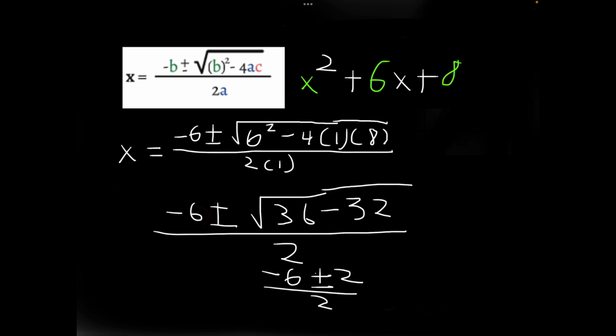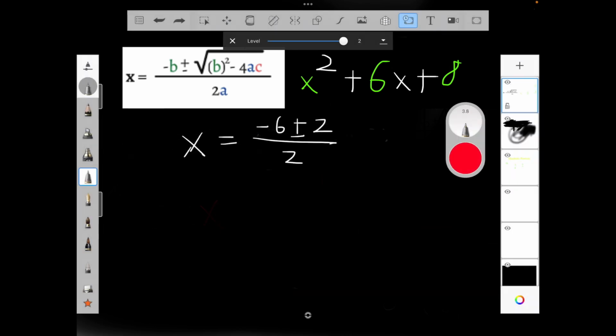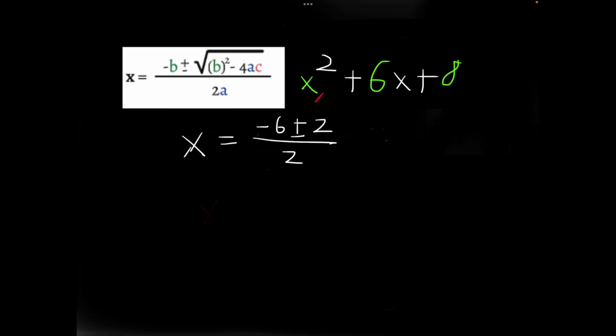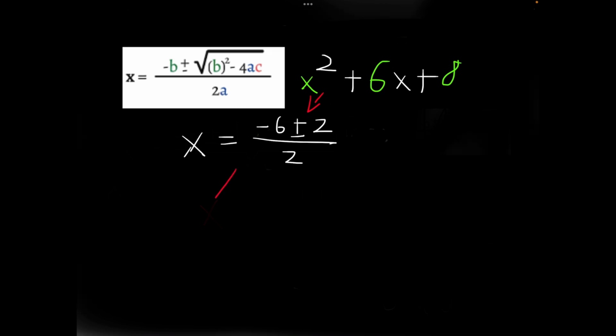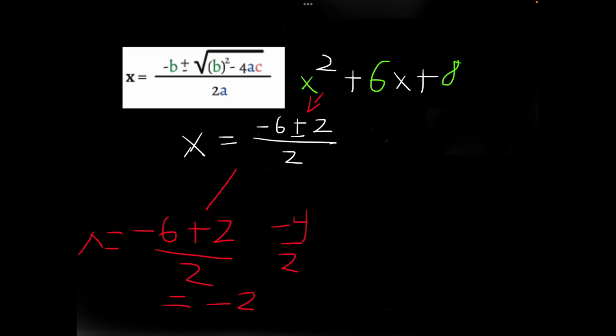So all we have to do now is just find the x. Once we get to this step, all we need to do is find the x values. Since this says up here plus or minus, that means one of them has to be a plus and one of them has to be a minus. So to do this, let's get one of them, which would be negative 6 plus 2 over 2. That would just be negative 4 over 2, which is just negative 2 equals x.